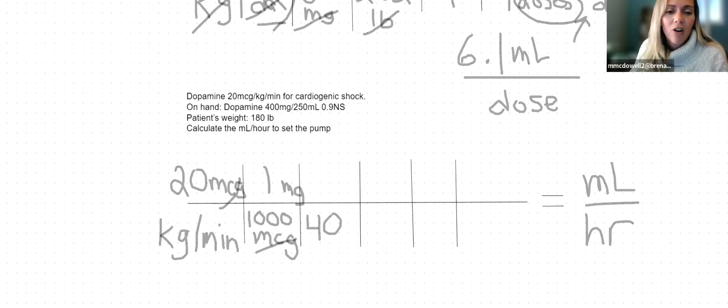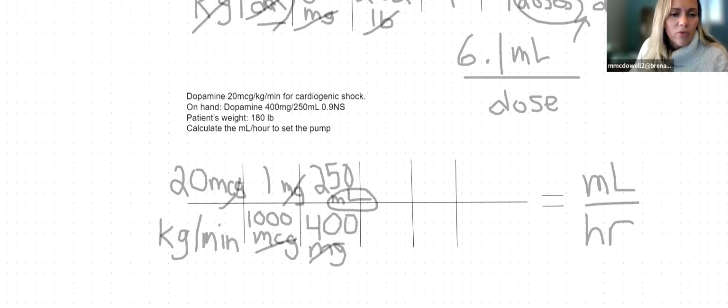That's in that bag that pharmacy sent you, in 250 milliliters, right? Okay, now I can get rid of milligrams. And look, we've got milliliters. It's in the right spot. We're on the right track. We can go ahead and circle it. Now we still have kilograms and I have minutes, okay?